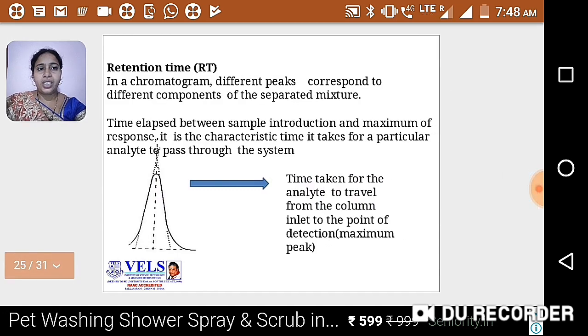Retention time. In a chromatogram, different peaks correspond to different components of the separated mixture. The time elapsed between the sample introduction and maximum of response is the characteristic time it takes for a particular analyte to pass through the system. So the time taken for the analyte to travel from column inlet to the point of detection or peak maximum is called retention time.